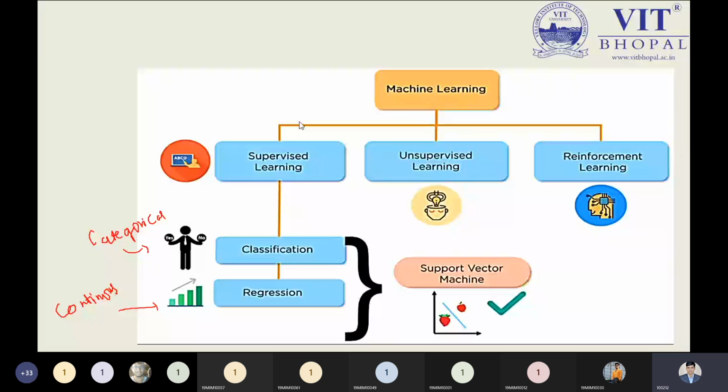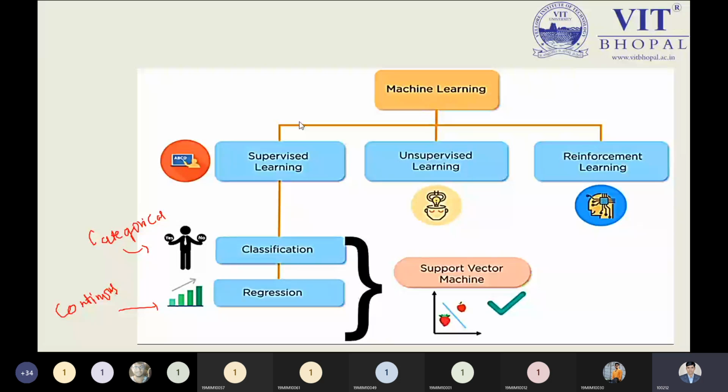Now when we use a support vector machine, or the SVM, it supports both kinds of approaches. That is classification, which deals with categorical data, and regression, which deals with continuous data. Support vector machine will be used for the classification purpose, just like the logistic regression approach, which is also used for solving classification problems.